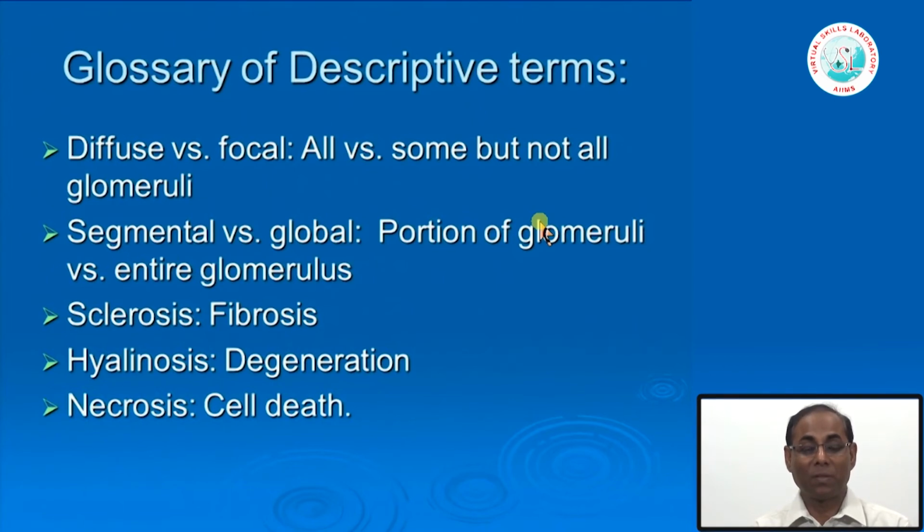It may be a change secondary to degeneration, and we will be using the term necrosis and cell death apoptosis. So that's why this terminology we will sometimes be adding to the description of glomerulonephritis.